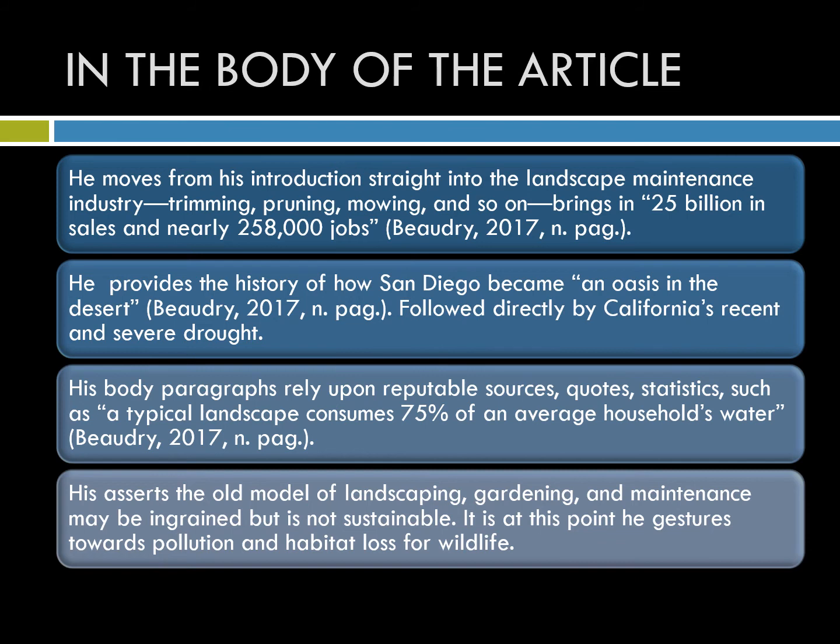His body paragraphs rely upon reputable sources, quotes, statistics, such as a typical landscape consumes 75% of an average household's water. He asserts the old model of landscaping, gardening, and maintenance may be ingrained, but is not sustainable. This is his driving point. And he, of course, gestures towards pollution and habitat loss for wildlife.